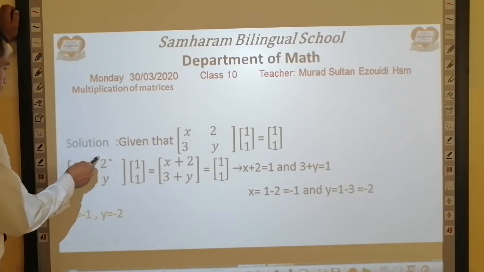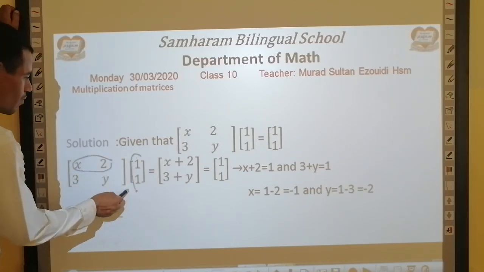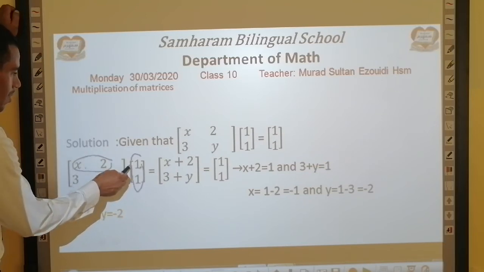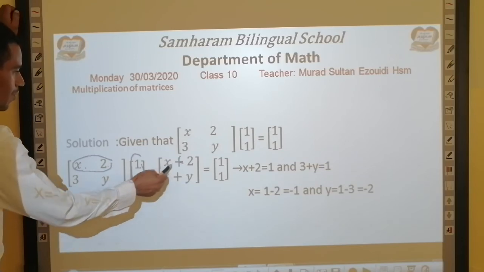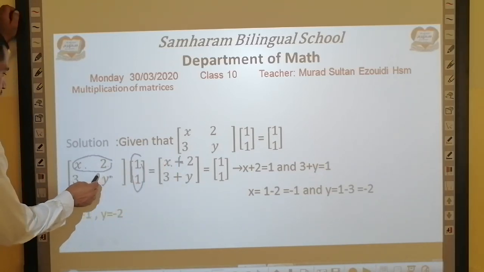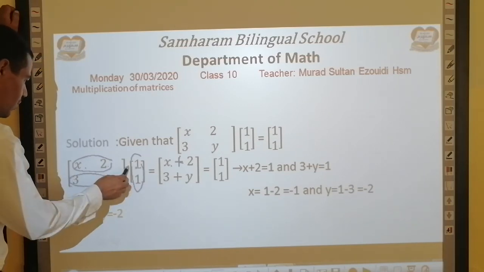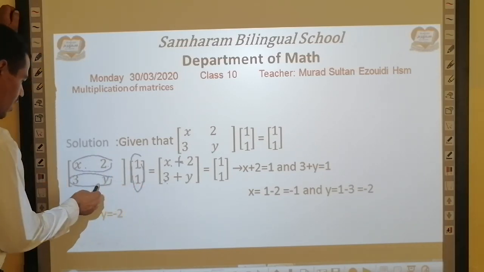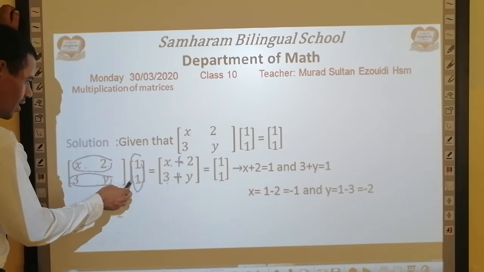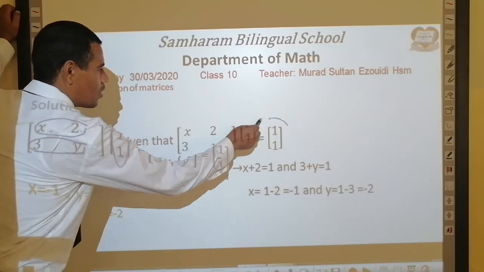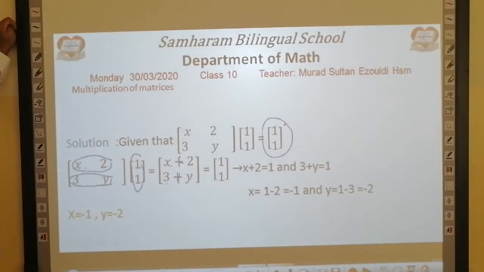Look here. x plus 2, I will multiply by 1, 1. x multiplied by 1 is x. Then plus, I will write plus 2 multiplied by 1 is 2. Then the second row, I will multiply 3 by 1 is 3. Then plus y multiplied by 1 is y. Equal 1, 1. Okay? The matrix of order 2 by 1.